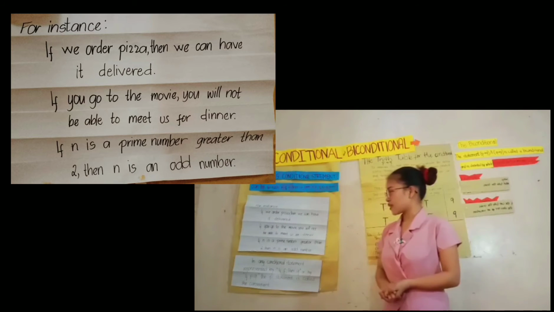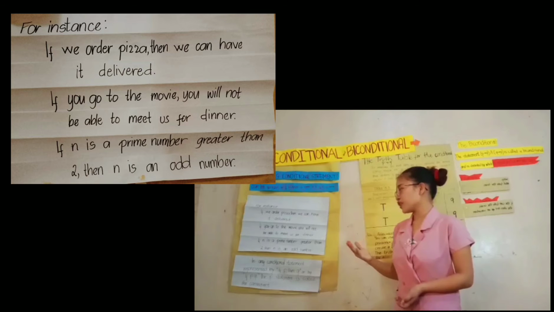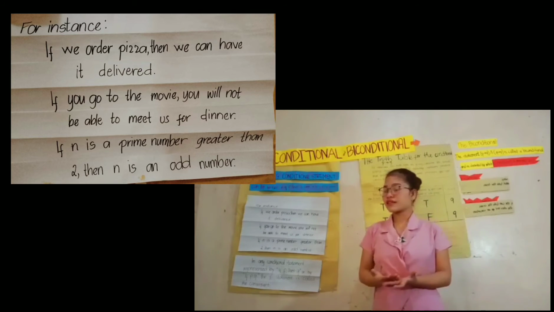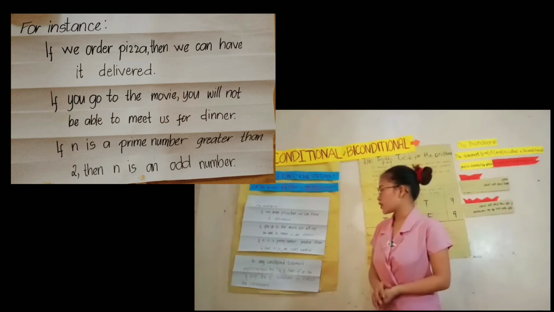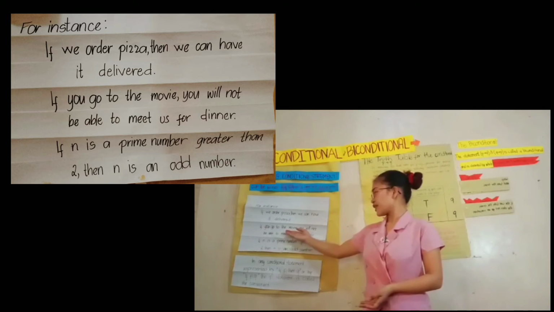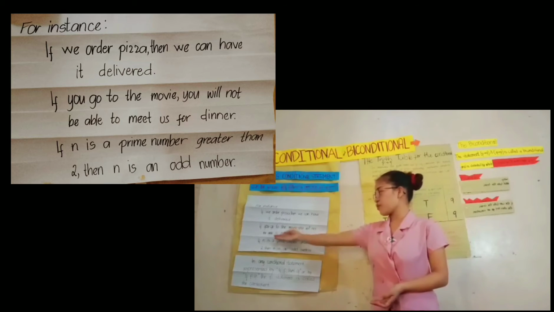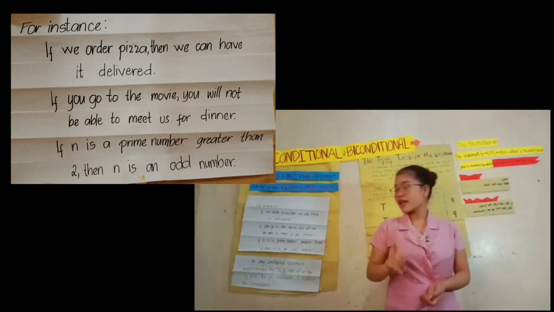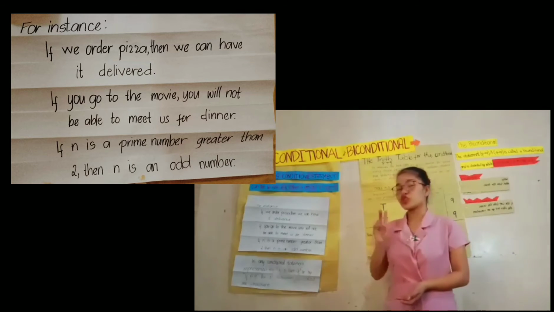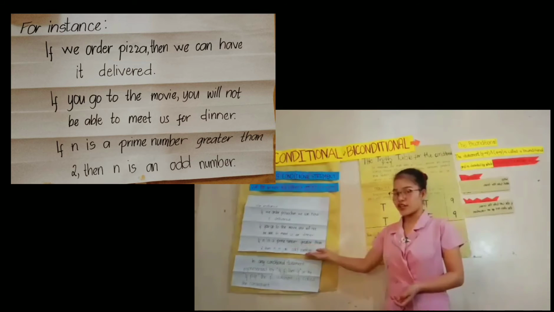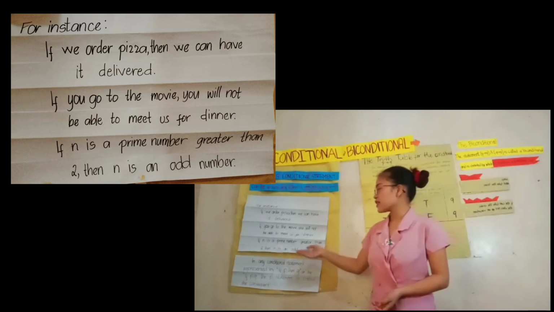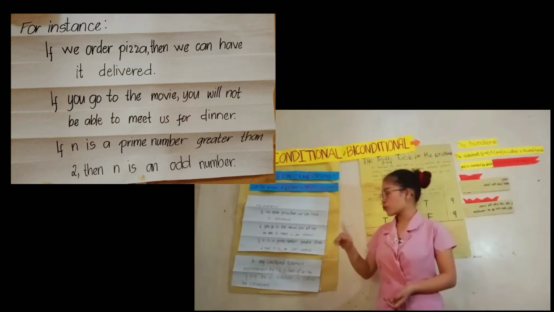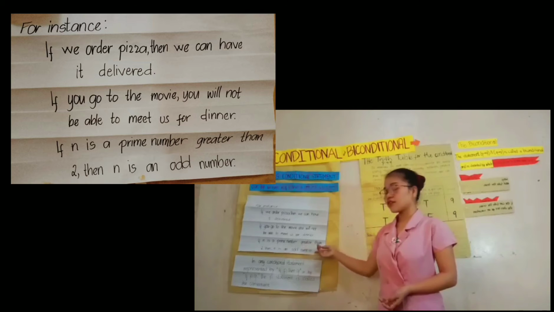The second sentence is if you go to the movie, you will not be able to meet us for dinner. What is the antecedent and the consequent? The antecedent is if you go to the movie, then the consequent, you will not be able to meet us for dinner. And the third sentence is if n is a prime number greater than 2, then n is an odd number. The antecedent is if n is a prime number greater than 2, and the consequent will be n is an odd number.